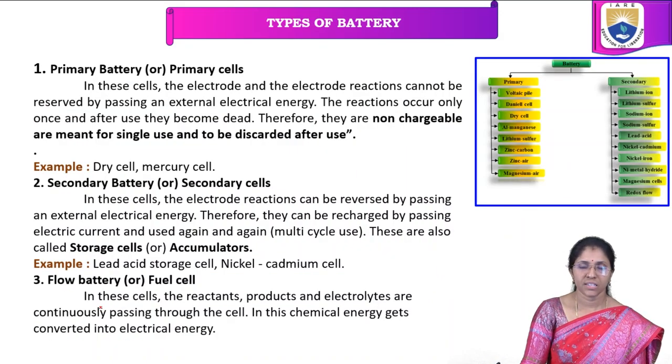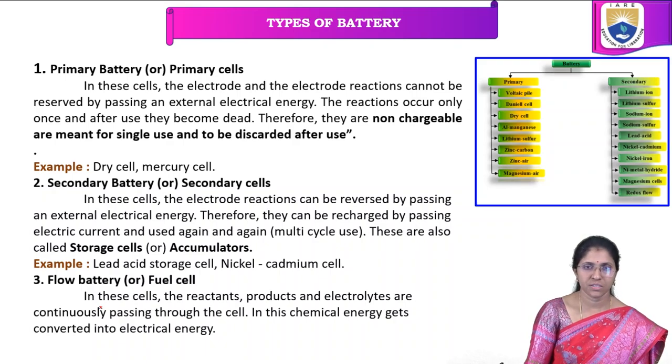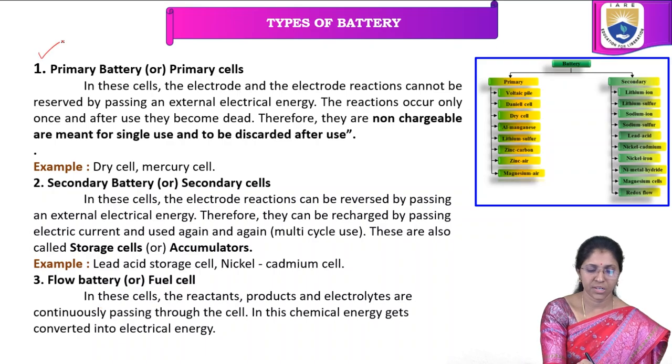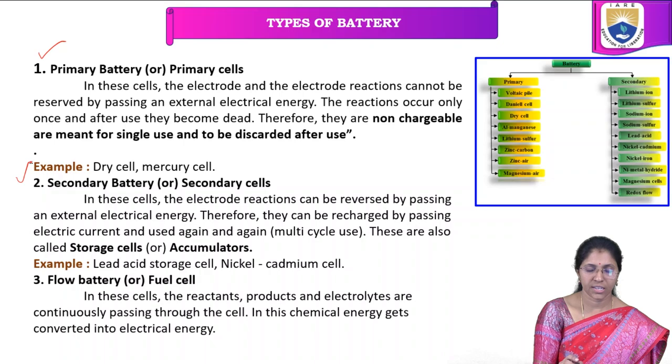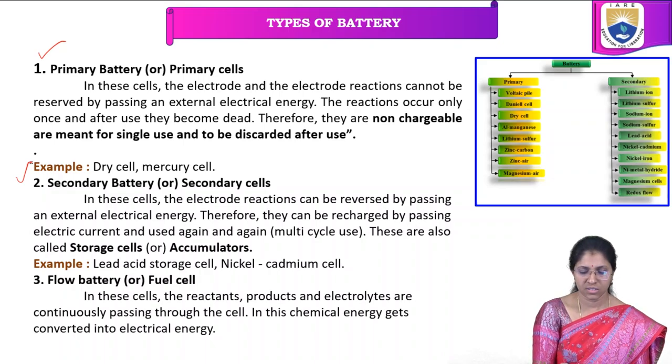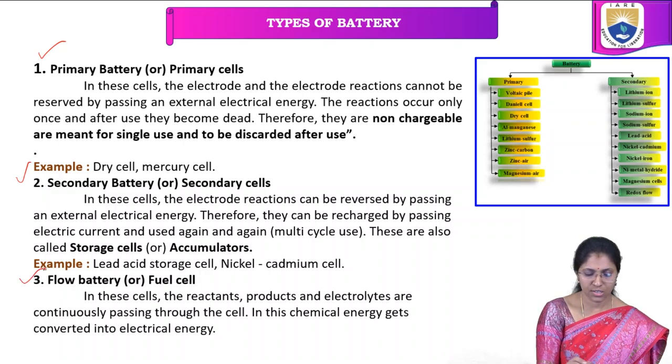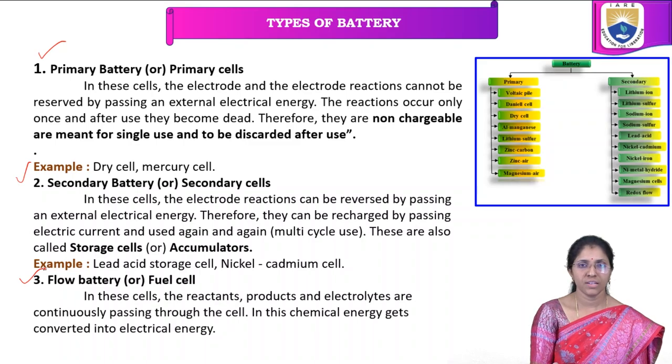Types of batteries. Batteries are divided into three types. The first is the primary battery or primary cells. The second is the secondary battery, that is, secondary cells. The third is the flow battery or fuel cell. In this chapter, we will learn only about primary cells and secondary cells.